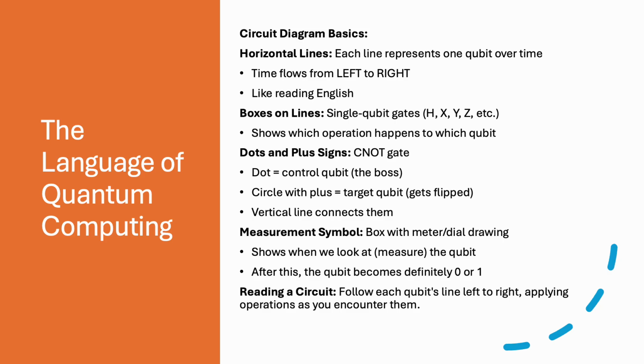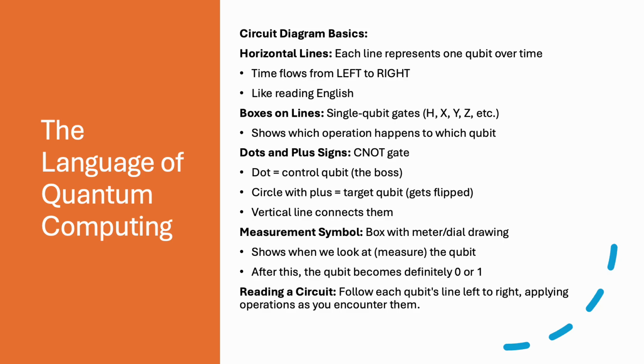Multi-qubit gates use vertical connections between qubit lines. The CNOT gate is drawn with a dot on the control qubit's line and a circle with a plus sign on the target qubit's line, with a vertical line connecting them. This shows that these two qubits interact at this moment.